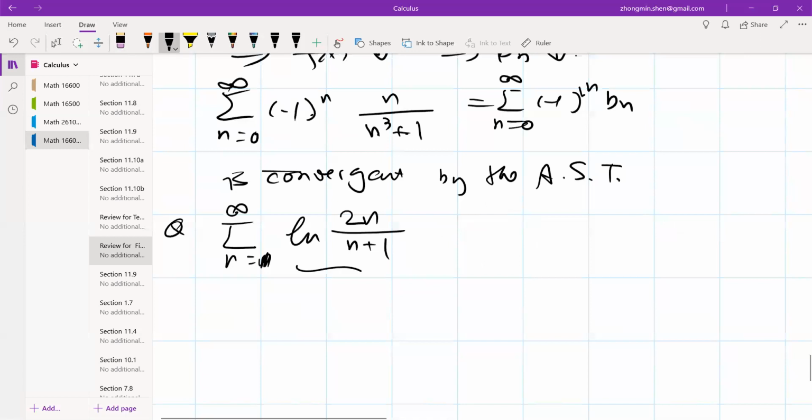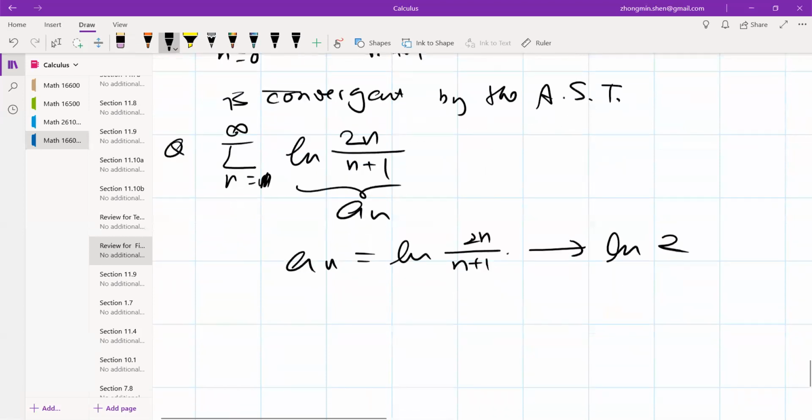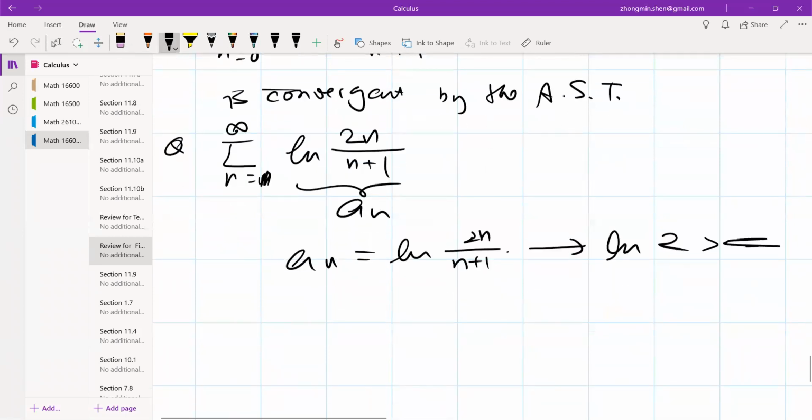Why? Because this is the nth term, right? You can immediately see that this is going to 2. Okay. The limit is 2. Okay. So this is going to be greater than 0. So the limit of the nth term is going to be natural log 2, which is greater than 0, and clearly this is divergent by the nth term test.